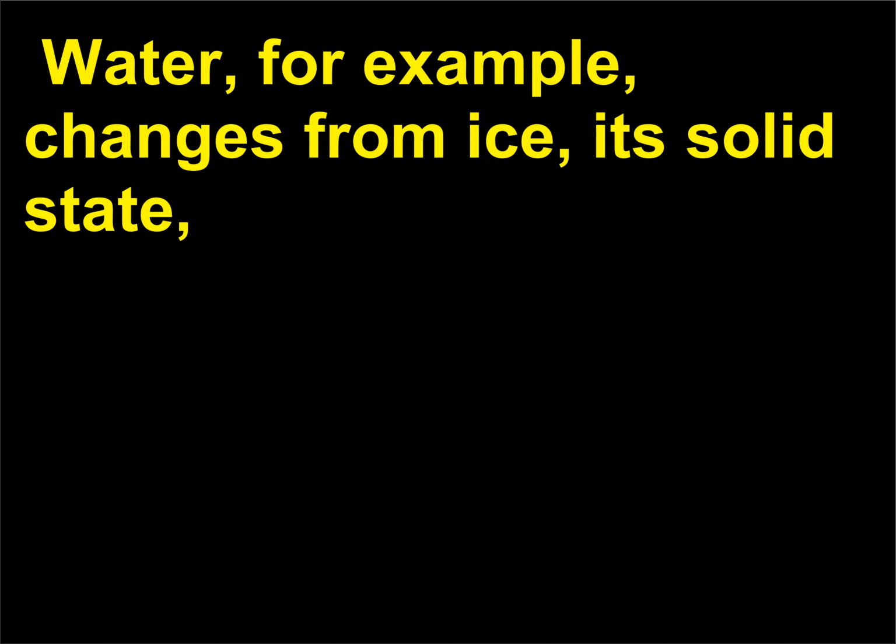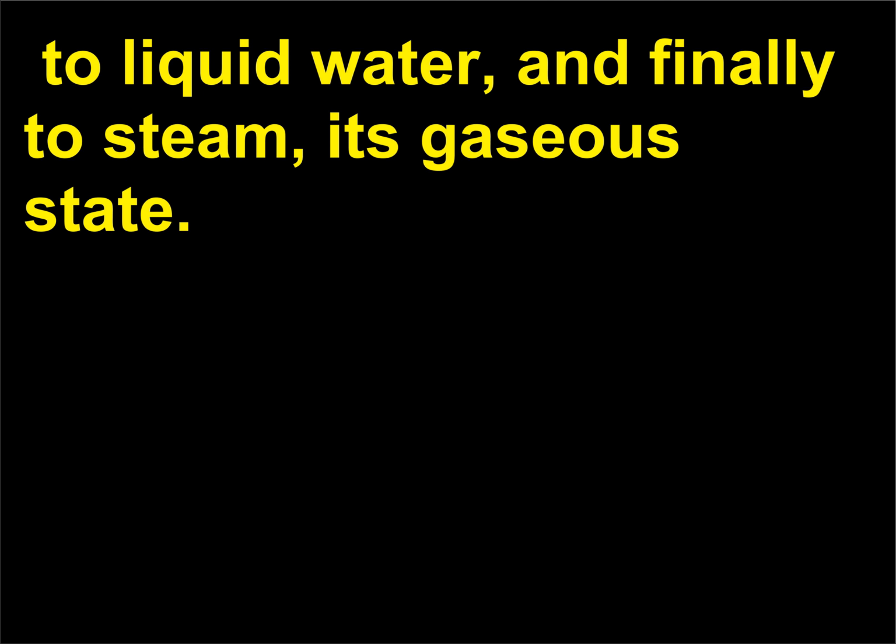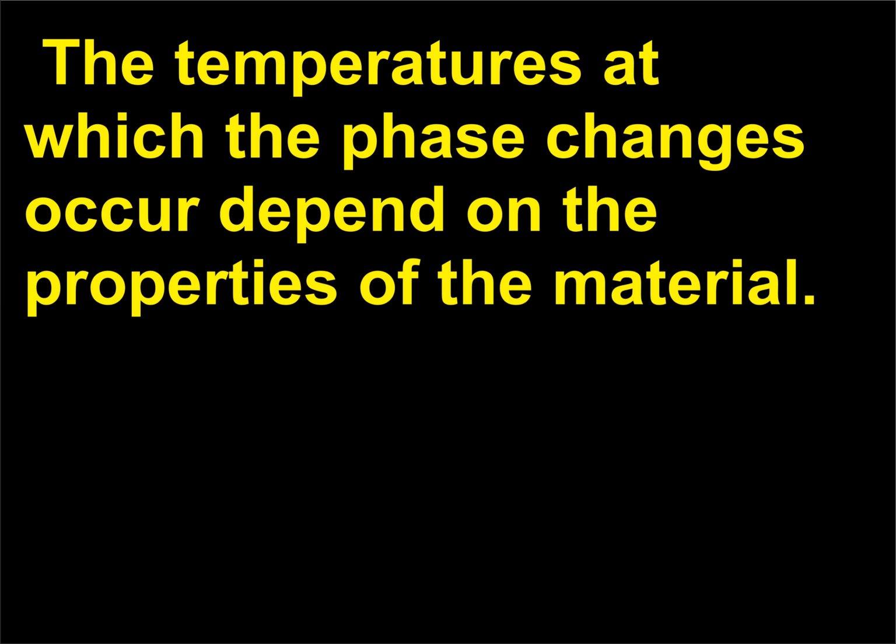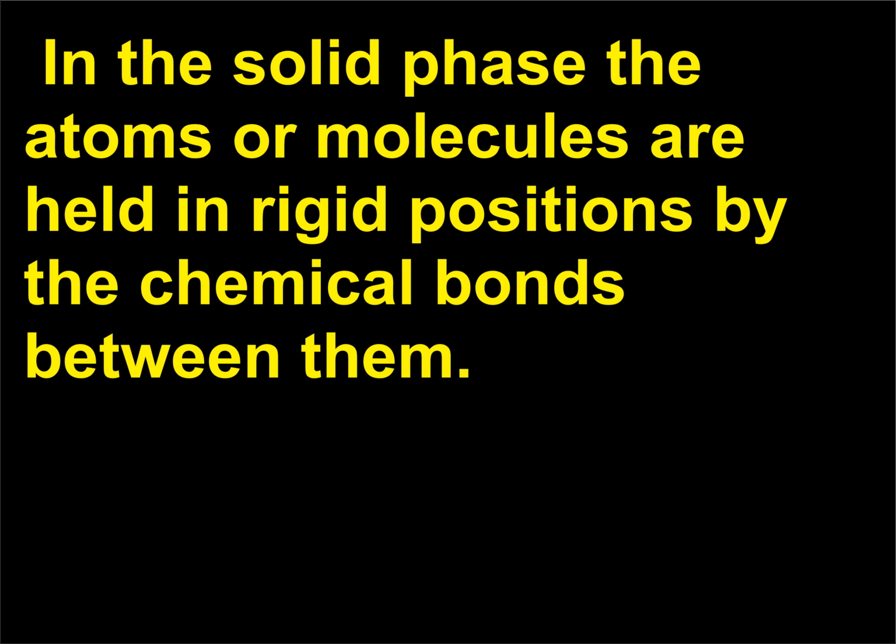Water, for example, changes from ice, its solid state, to liquid water, and finally to steam, its gaseous state. The temperatures at which the phase changes occur depend on the properties of the material. In the solid phase, the atoms or molecules are held in rigid positions by the chemical bonds between them. They can vibrate, but not change positions.